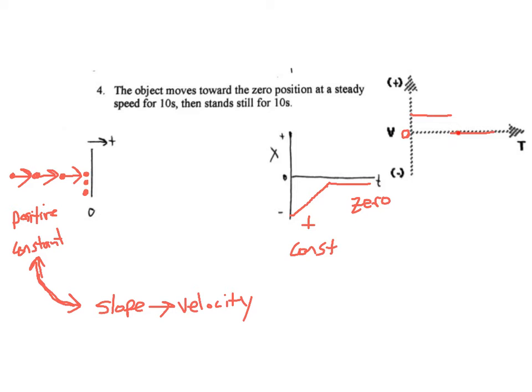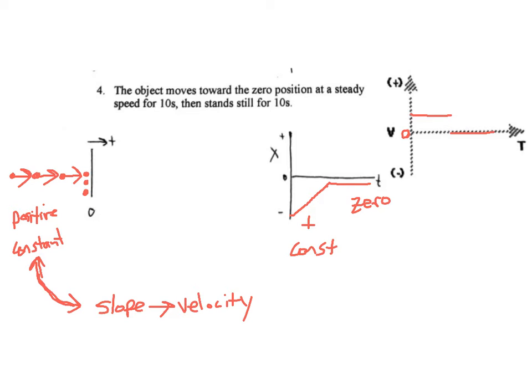This is 0 velocity. This represents what that represents. Okay, now back to the original.